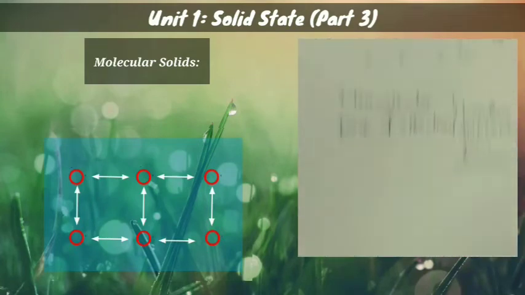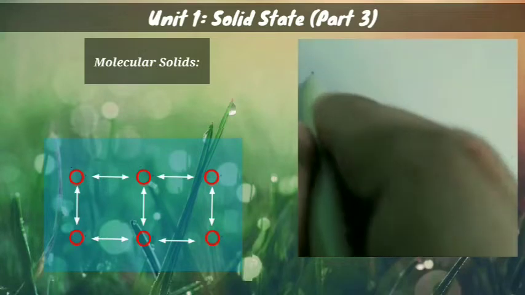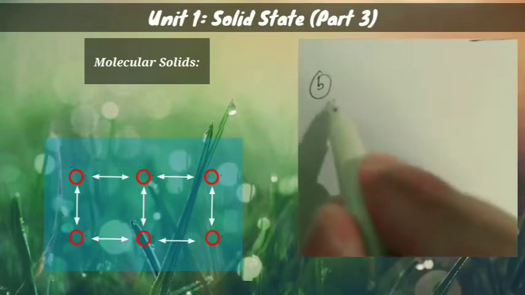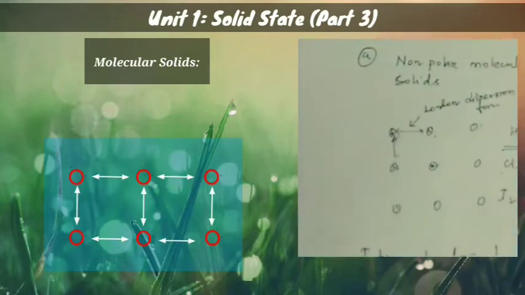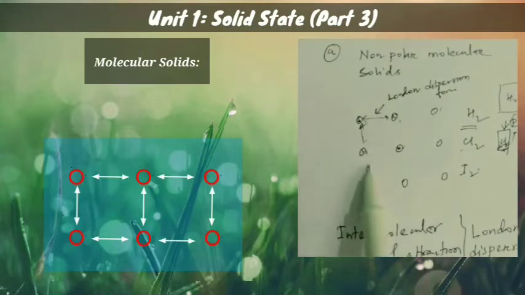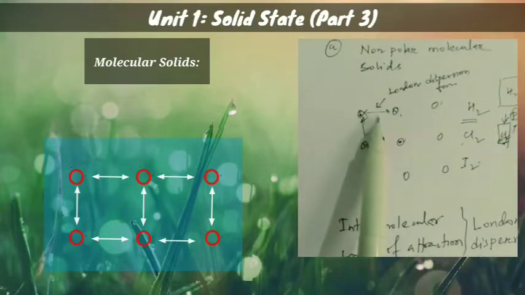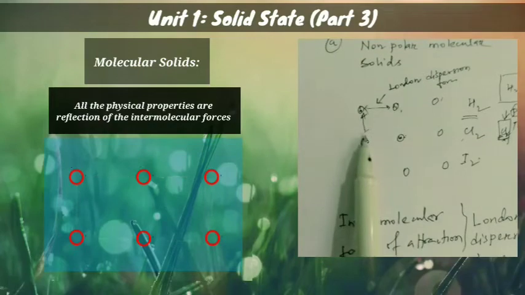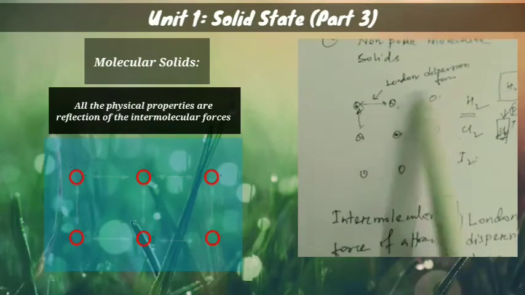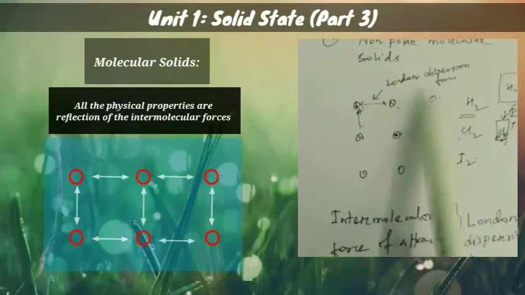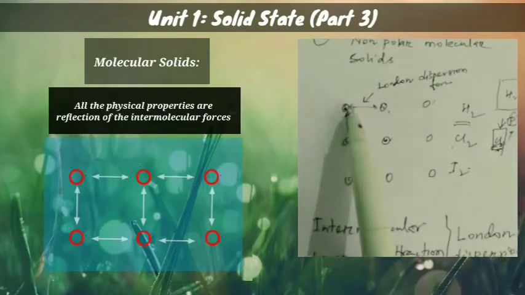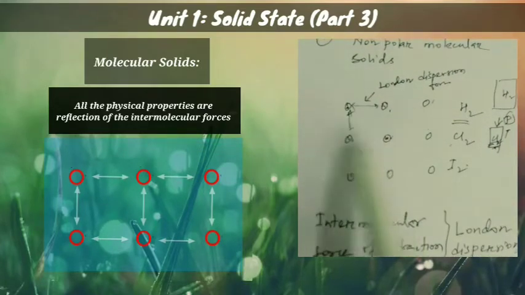Let us now discuss the next category. But before that, we also have to know the physical properties of non-polar molecular solids. These solids are soft. Why soft? Because the interaction is very small. The magnitude of London dispersion force is very small, so the attraction between these molecules is small.